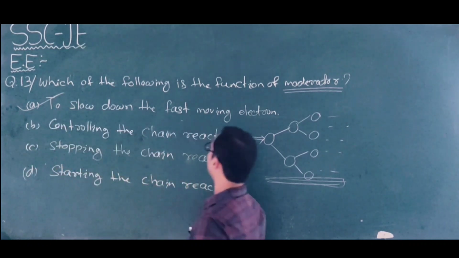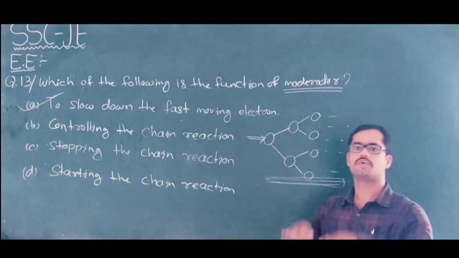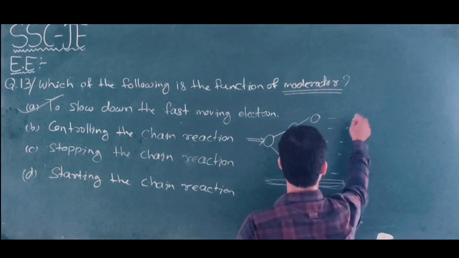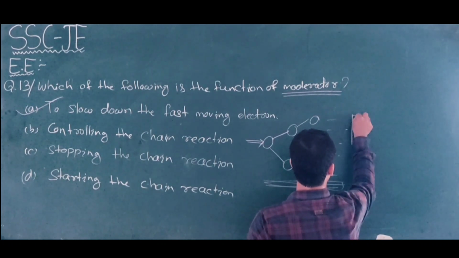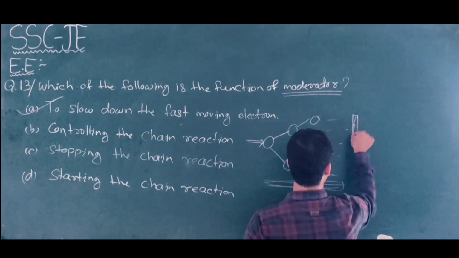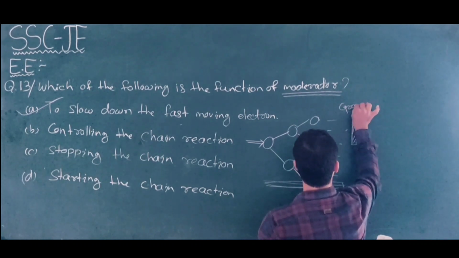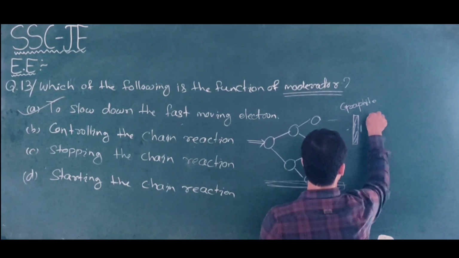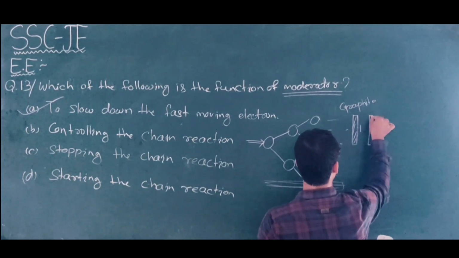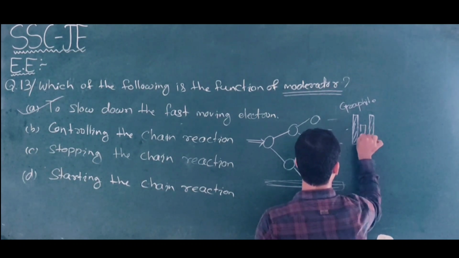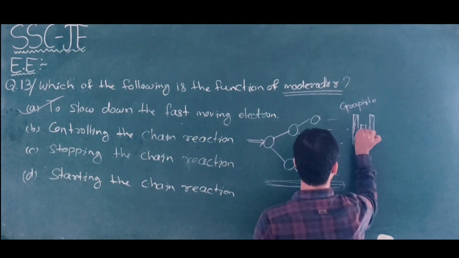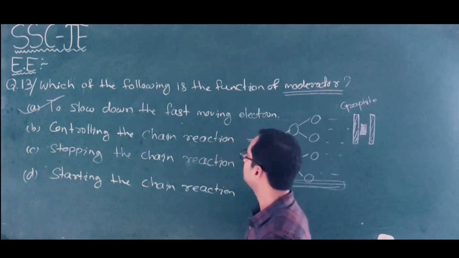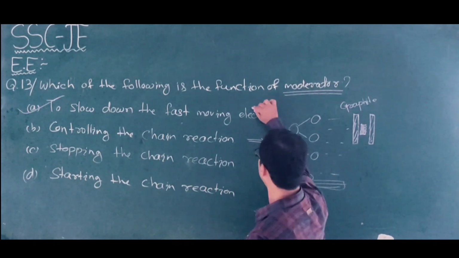It is to slow down the fast moving electron. It will slow down the process by checking the electron. So it will be present in the nuclear reactor like that. This is the moderator. This is made up of graphite, and in between two moderators the uranium is present. This is the uranium, which is the nuclear fuel. Okay. So the function of moderator is to slow down the fast moving electron. So that one is the correct answer.